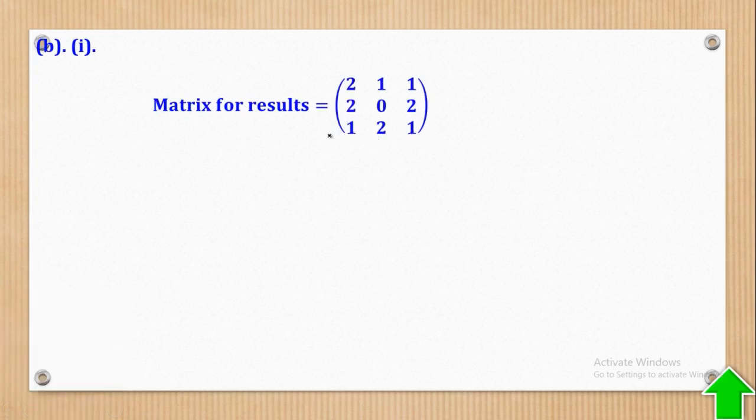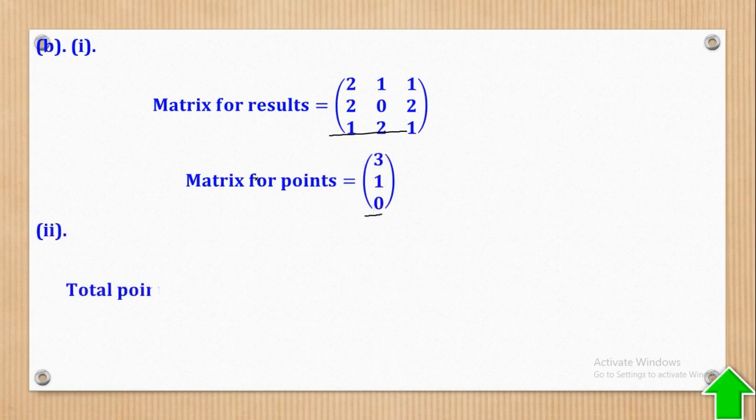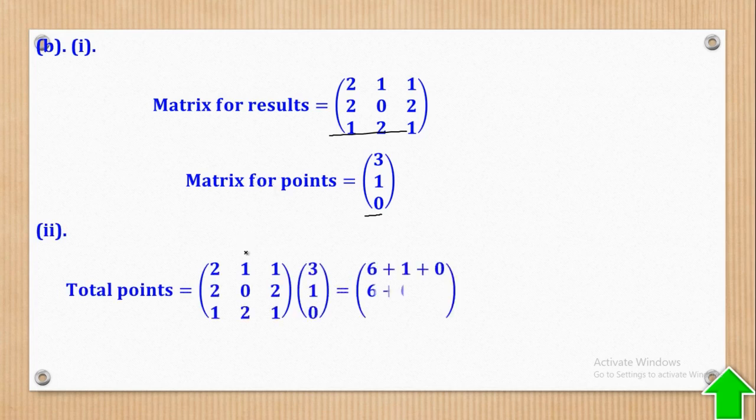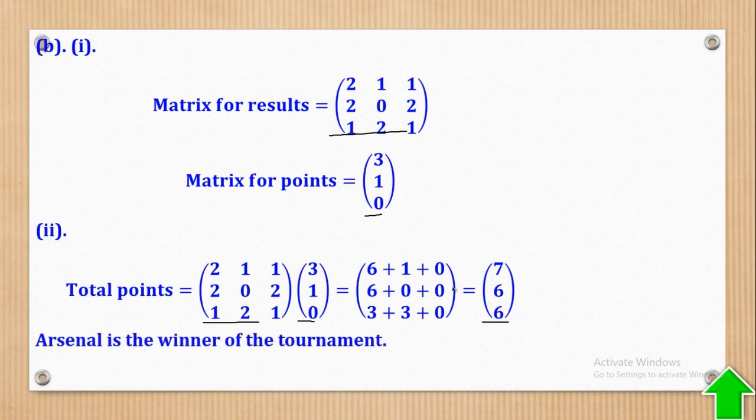So the 3x3 matrix is that, then the matrix for points is that. Therefore, by matrix multiplication, we are going to multiply using the correct order. So start by 3x3 followed by column matrix. So come up with 7, 6, 6. Therefore, the winner was Arsenal.